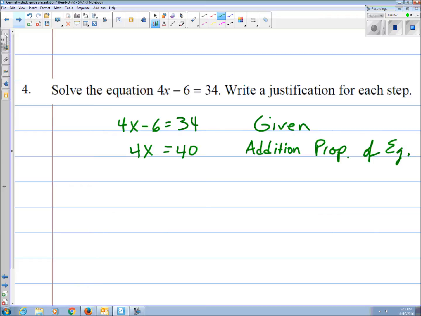Now, the next thing I would do would be divide by 4 on each side. So 4x divided by 4 gives me x is equal to 40 divided by 4, which is 10. That's the division property of equality. So that's solving the equation and justifying each step.